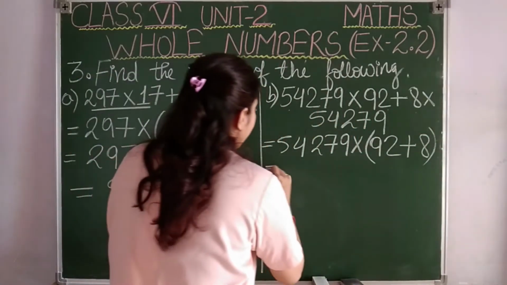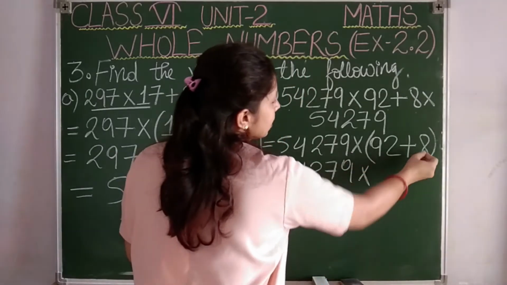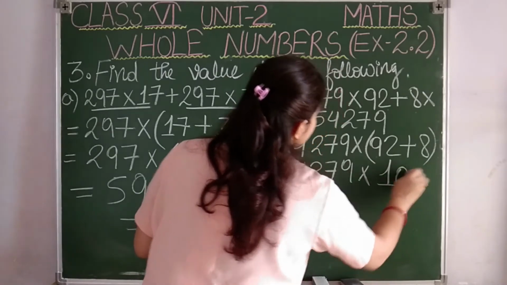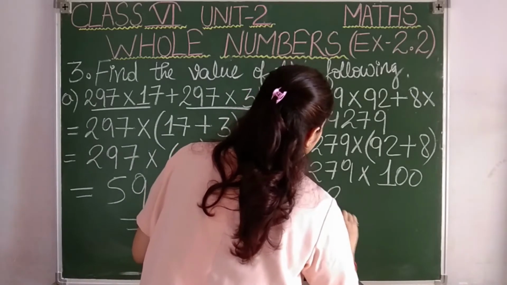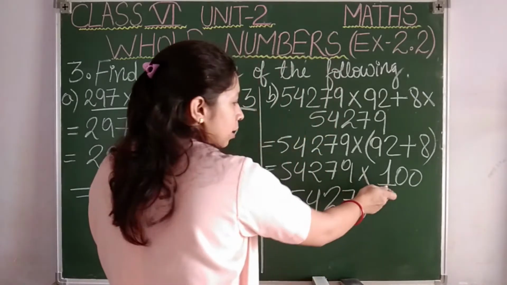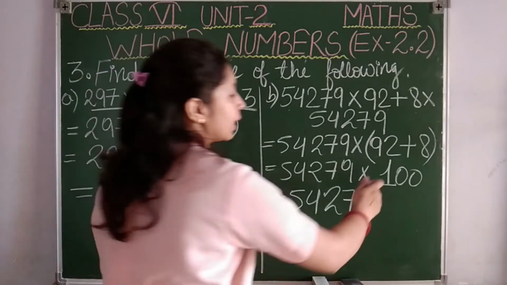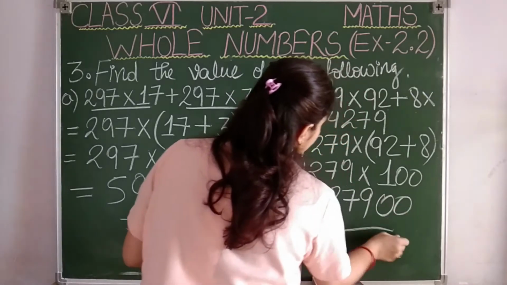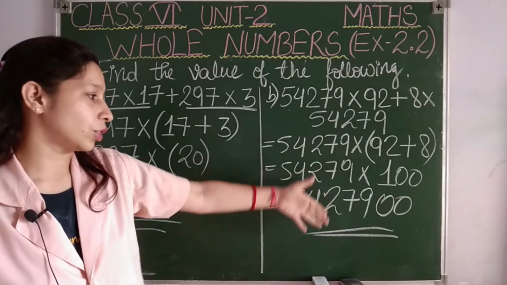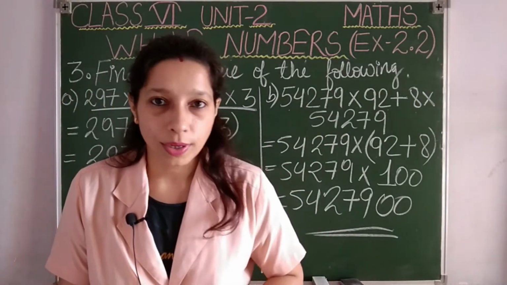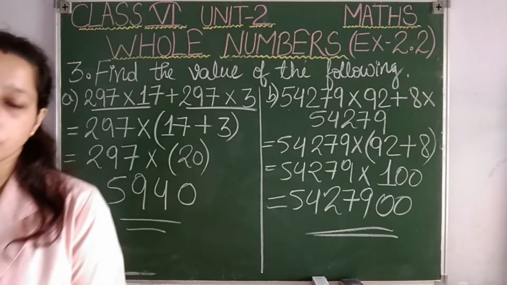Okay students, now 54,279 multiplied by, add this 92 plus 8, you know it is 100. See how simply again we got the answer. 54,279 was in multiplication with 100. So 54,279 into 1 will give you 54,279, and these 2 zeros I will write in the product. See, we have solved question number B also, which was such a big multiplication question. How simply we got the answer. Clear, students? Let us see the other point, point number C. Note it down.